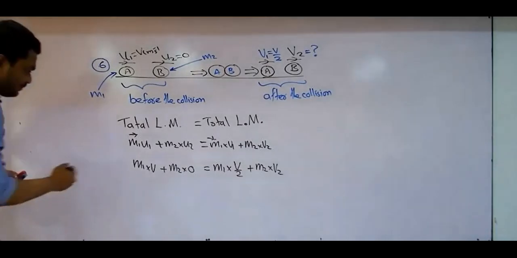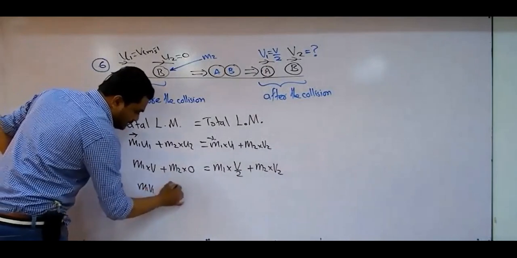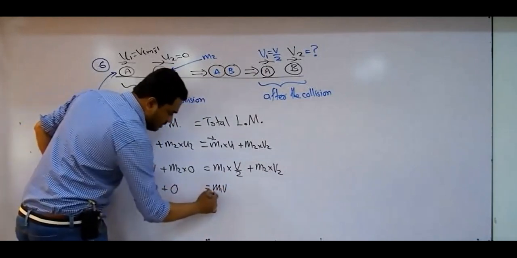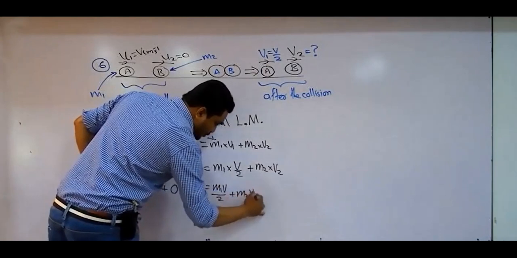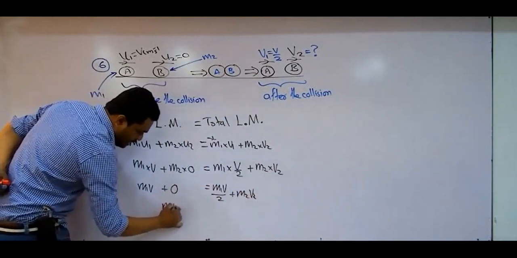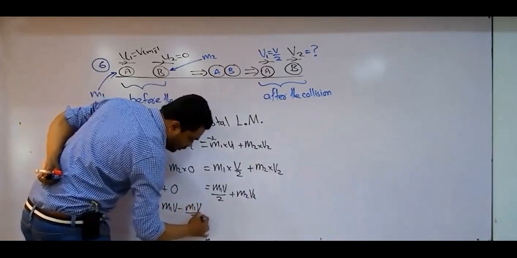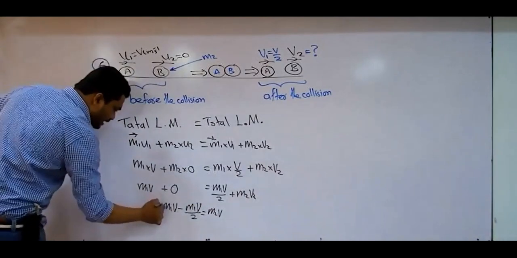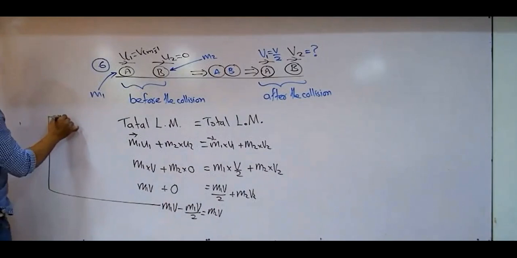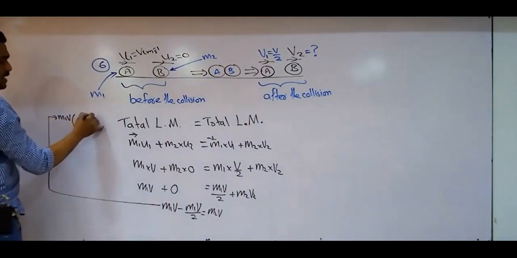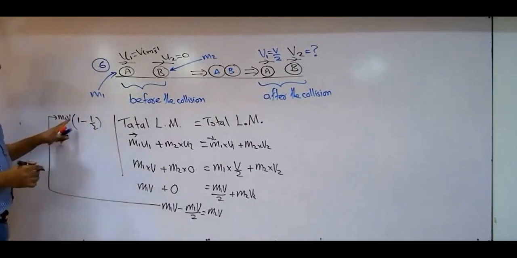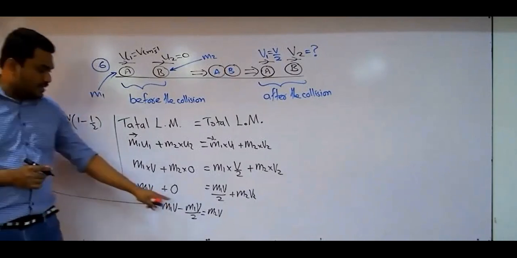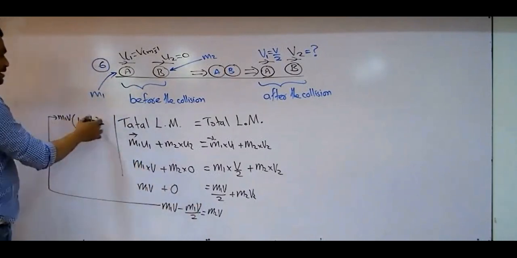So this is m1 v plus 0 into 0. This is m1 v, not v1. This is m1 v over 2 plus m2 v. So if I take this to this side, m1 v minus m1 v over 2 equals m2 v. Right? If I take m1 v out of a bracket, the remaining terms are 1 minus half. Am I right here? m1 v into 1 is m1 v, m1 v into half is m1 v over 2. That's correct.